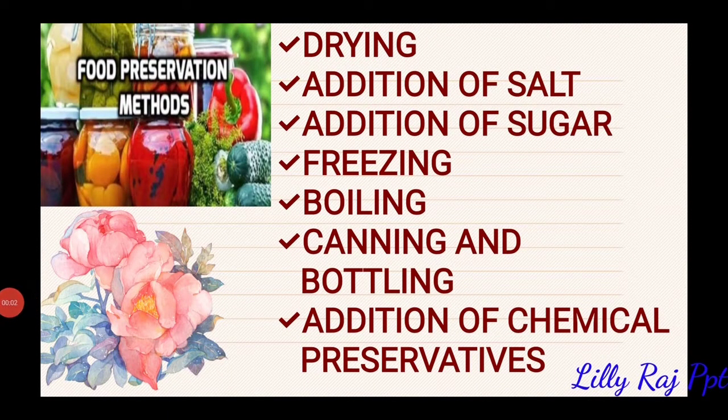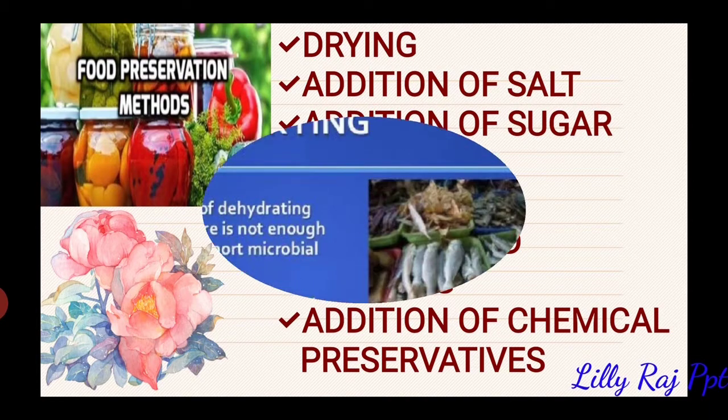Some of the food preservation methods are drying, addition of salt, addition of sugar, freezing, boiling, canning and bottling, and addition of chemical preservatives. These are some of the methods used to preserve food. So the first one is drying.